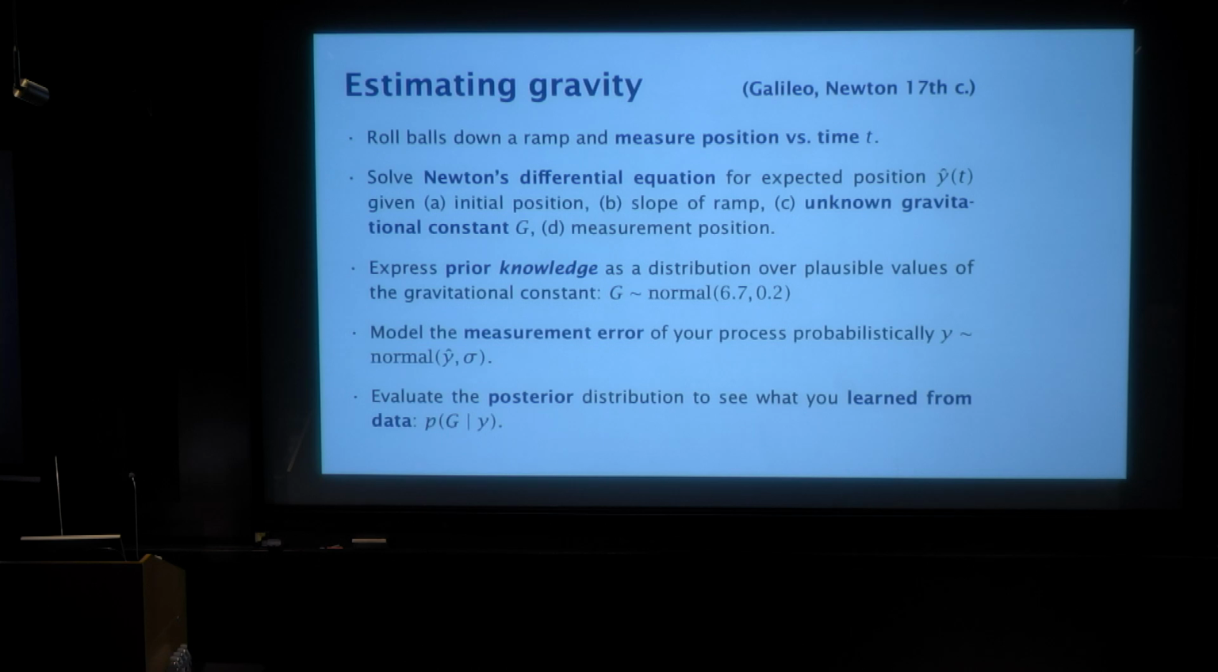I have a better one on when I do this for real on the next slide. Then you want to measure the measurement error of your process probabilistically. So the idea is I'm dropping balls and then I'm measuring time, but that's not perfect. I can't measure time exactly. I haven't measured the exact real valued position exactly. So there's noise in my measurement, right?